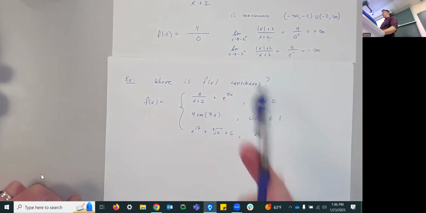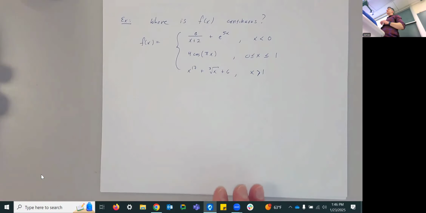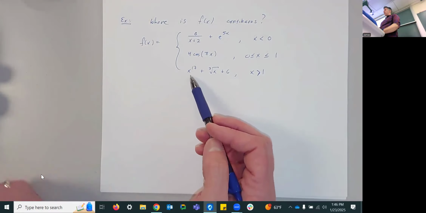And when you see this question, you really should be asking the negation of that. Where is f of x not continuous? And then your answer is, great, everywhere else. Let's first look at each of the pieces and see if they might be discontinuous anywhere on their own. So looking at this bottom piece, x to the 17th power is a polynomial, good to go there.